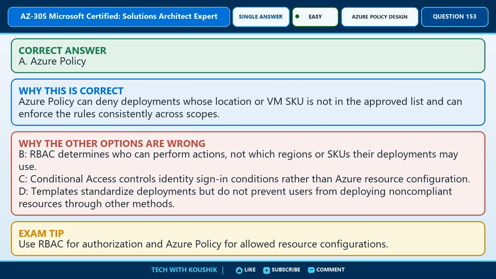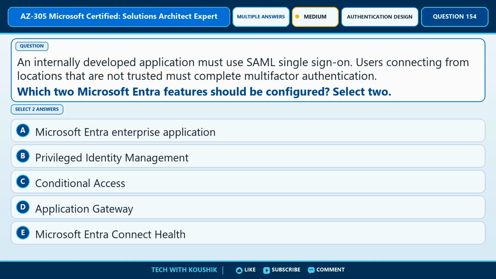The best answer is option A, Azure Policy. The key reason is Azure Policy can deny deployments whose location or VM SKU is not in the approved list and can enforce the rules consistently across scopes. The incorrect choices fail for the following reasons. B. RBAC determines who can perform actions, not which regions or SKUs their deployments may use. C. Conditional Access controls identity sign-in conditions rather than Azure resource configuration. D. Templates standardize deployments but do not prevent users from deploying non-compliant resources through other methods. The key takeaway is use RBAC for authorization and Azure Policy for allowed resource configurations. Now consider question number 154.